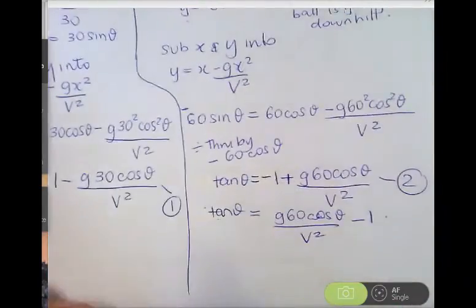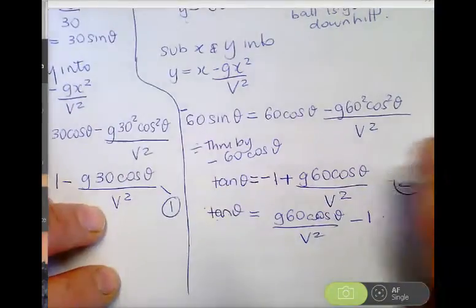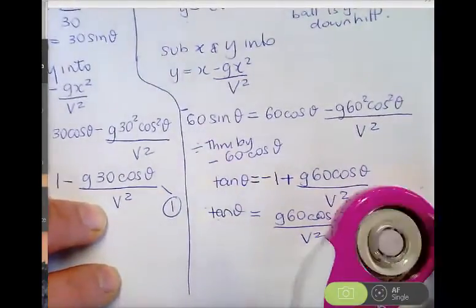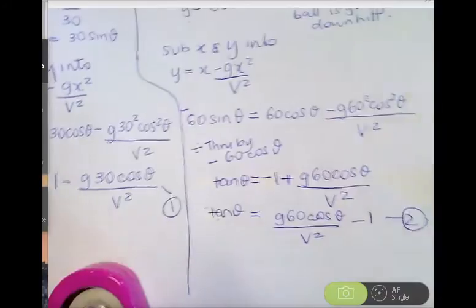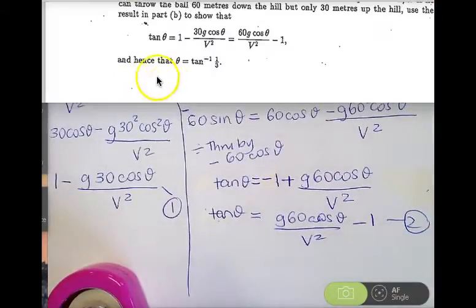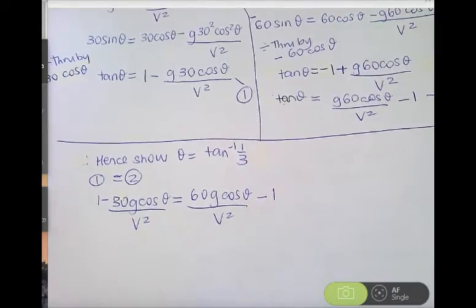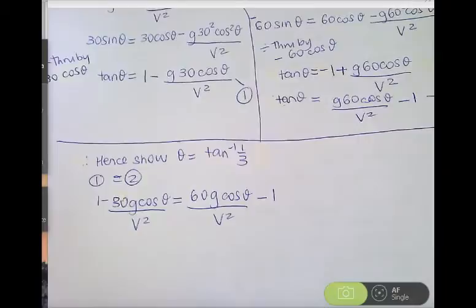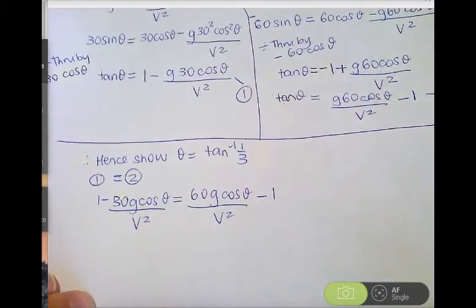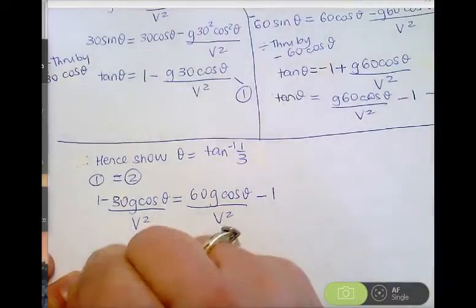Okay. Girls, we're done. Just one sec. So girls, now we have to hence show that theta is tan to the minus 1 of 1/3. You have to derive it. What are you going to do first? Get rid of the v squared. But there's no v in their one. I'm going to multiply through by v squared. I don't want a denominator.